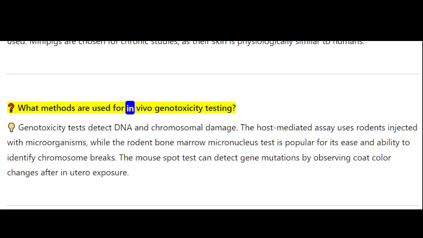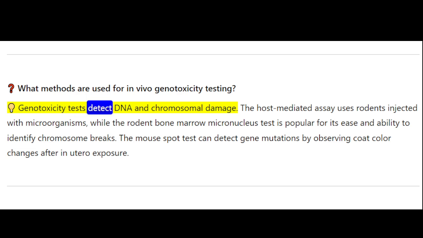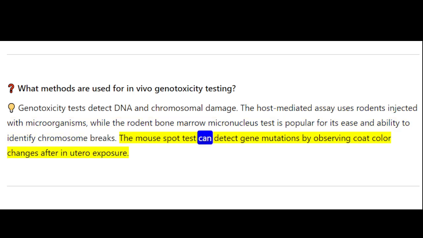What methods are used for in vivo genotoxicity testing? Genotoxicity tests detect DNA and chromosomal damage. The host-mediated assay uses rodents injected with microorganisms, while the rodent bone marrow micronucleus test is popular for its ease and ability to identify chromosome breaks. The mouse spot test can detect gene mutations by observing coat color changes after in utero exposure.